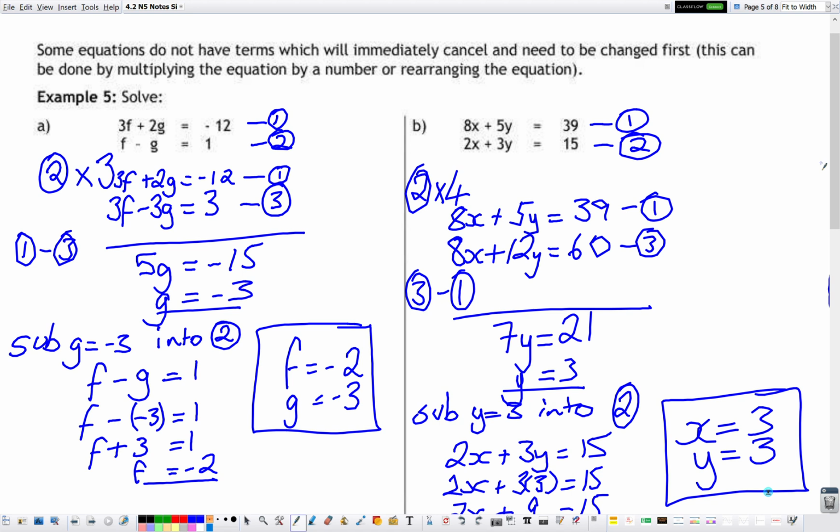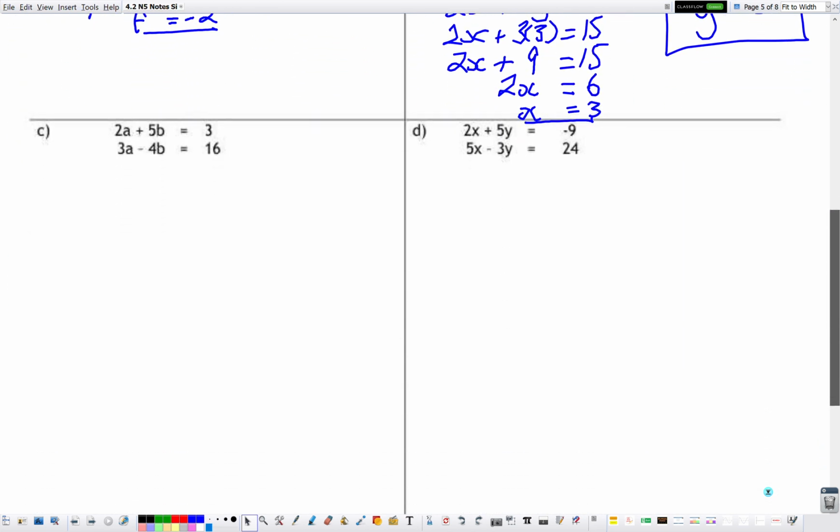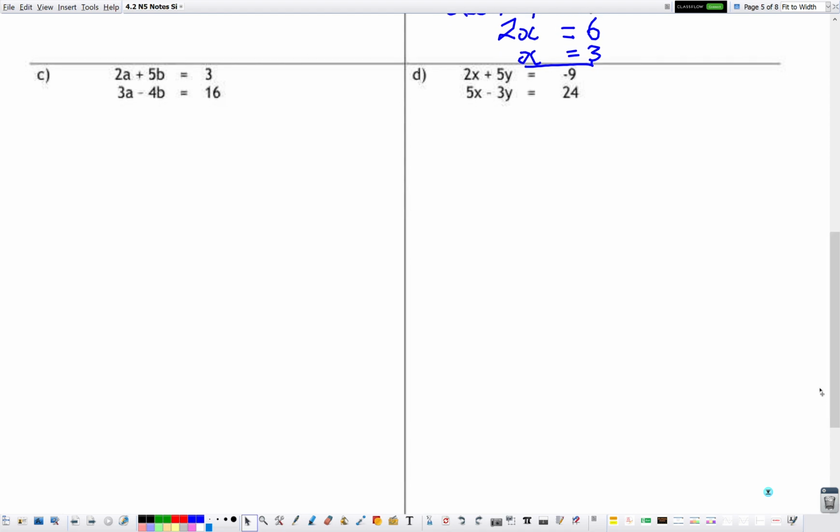So we are continuing on with our solving equations notes, and we are looking at multiplying equations in order to eliminate. Now in example 5a and b we looked at where we had to multiply one of our equations. Now we are going to move down to example c and d where it gets slightly more complicated still.